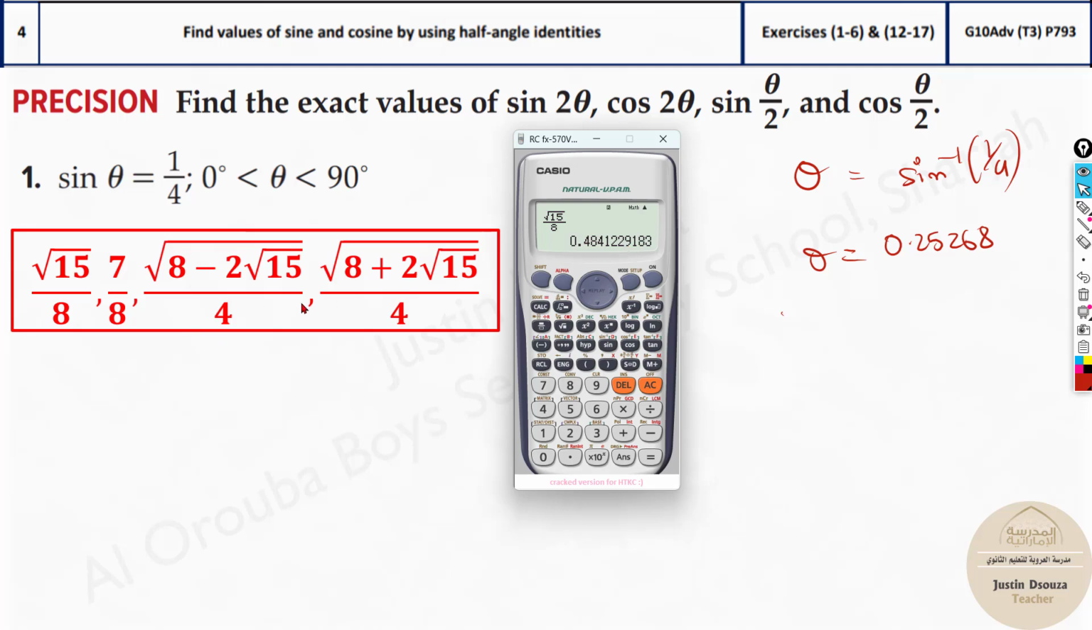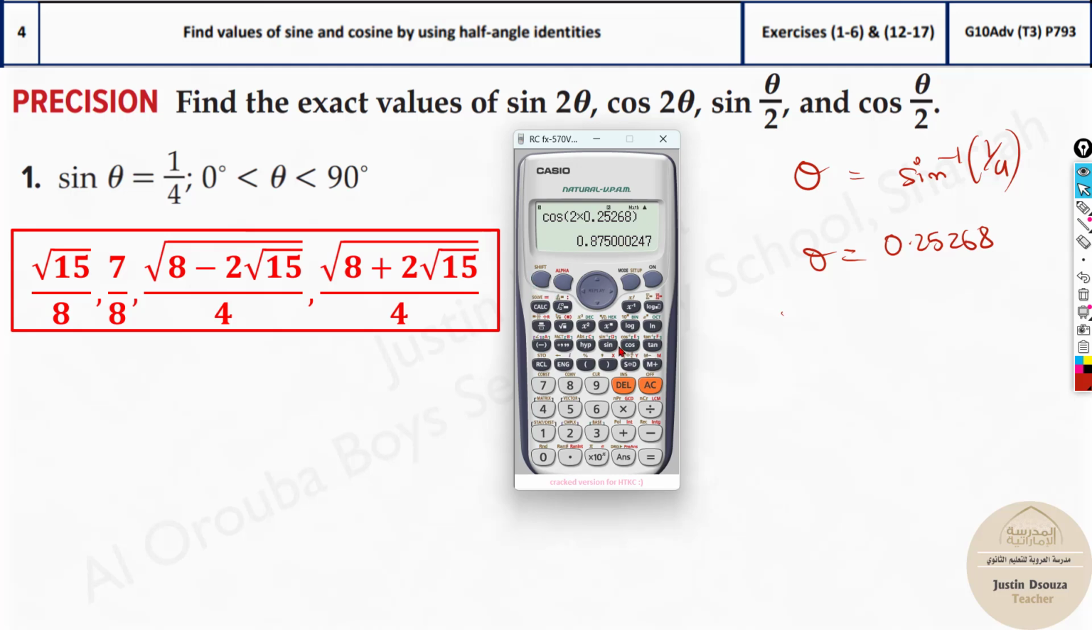Let me try it. Root 15 divided by 8 is 0.484. So the same thing. Now what about 7 by 8? 7 by 8 is nearly 0.875. Now we will do the same thing with cos. This is cos 2 theta, the answer. Now what we will do is cos 2 into the theta value we just now found out, right? 0.25268. And okay, now we are not getting the exact value because we have not taken the entire value of theta, right? But it's almost correct.